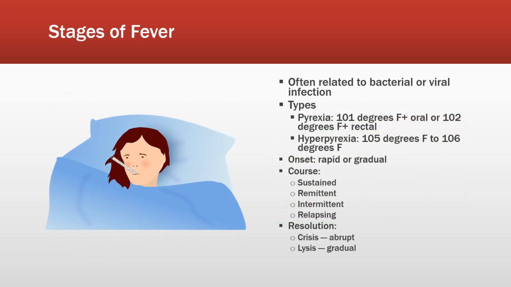Stages of fever. Okay, so an elevated temperature, what we think of as fever, usually comes from a disease process. Maybe there's a bacterial or viral infection, but there are other factors that can affect temperature. Age: usually children have higher temperatures, where our older adults have lower temperatures. Gender: women typically have a higher temperature, and it can fluctuate with ovulation.